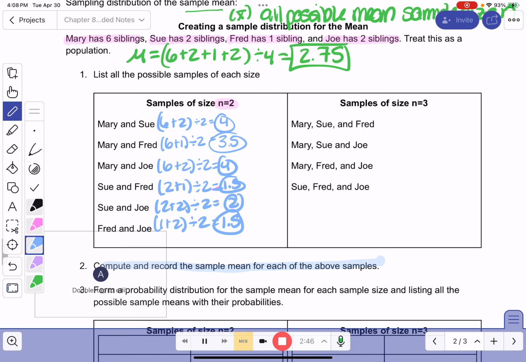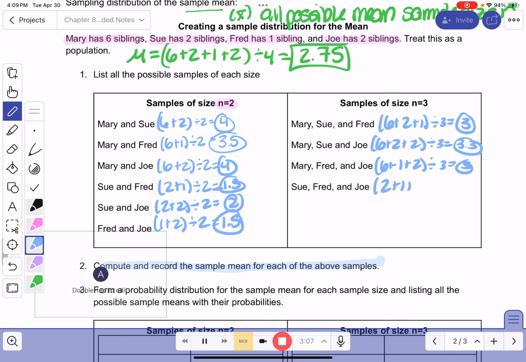You do that for the sample size 3. Pause the video and come back and check. So Mary, Sue, and Fred. Mary, Sue, and Joe. Mary, Fred, and Joe. And then Sue, Fred, and Joe. So now we have all the sample means listed.